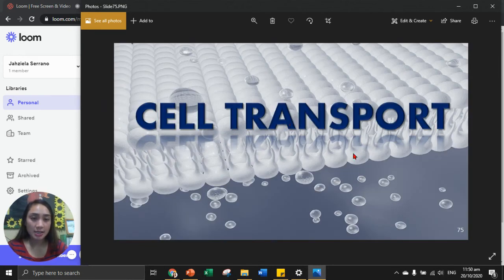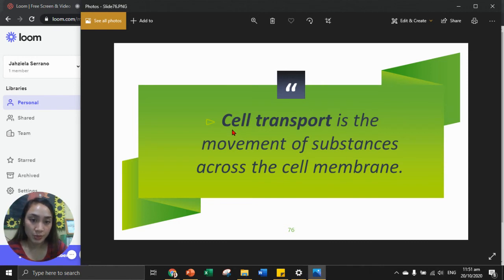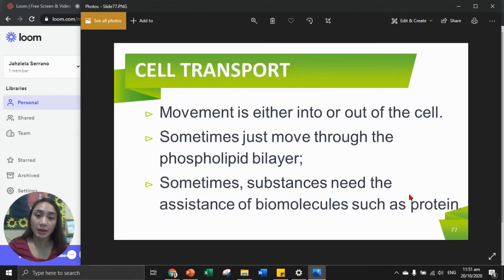So these next slides will be about cell transport. So how do cells get nutrients from the environment, or how does one cell release its energy or release molecules from inside to the outside and vice versa? So cell transport is the movement of substances across the membrane. So across the membrane means in and out of the cell. So just imagine cell transport as a car, no? Movement is either into or out of the cell.